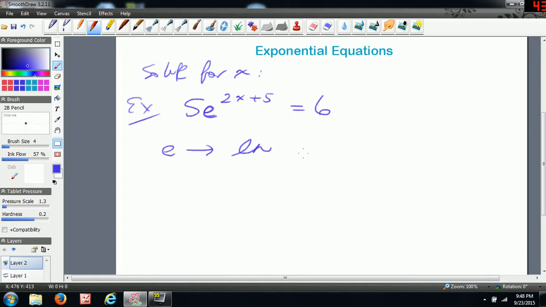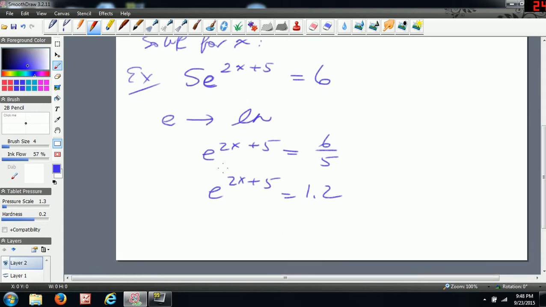Okay, so what you're going to do first is, with this equation, I can divide both sides by 5 first, and I get the equation in the form 6 over 5, so e to the 2x plus 5 is equal to 1.2. Now, to eliminate e, if I take the ln of e, that will just cancel this out. It will bring down the exponent, and the ln of e just cancels out. You should get that it equals 1.